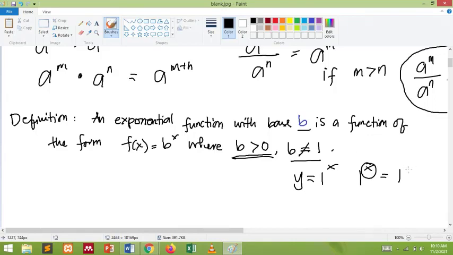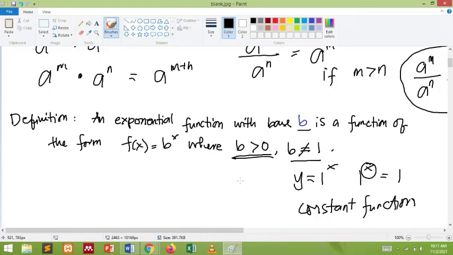1 to the power of 2 is 1. 1 to the power of 3 is 1. 1 to the power of 1,000 is still 1. So, it cannot be this way. It cannot be an exponential function. Why? Because it's going to be under a very specific type of function, which is, kung maalala niyo pa sa module 1, it is called the constant function.